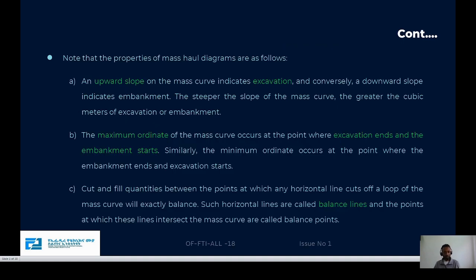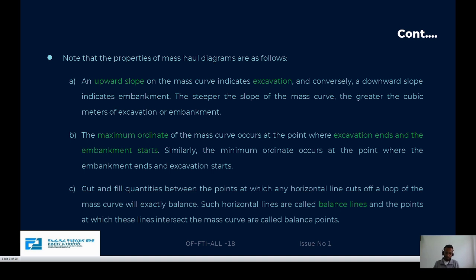Note the properties of the mass haul diagram as follows. As in the figure, the upward slopes on the mass curve indicate excavation, and downward slopes indicate embankment. If the slope is very steep, the amount of cubic meters of excavation and embankment is very large. The second property is that the maximum ordinate of the mass curve occurs at the point where excavation ends and the embankment starts.